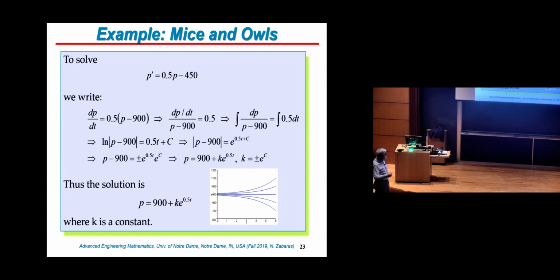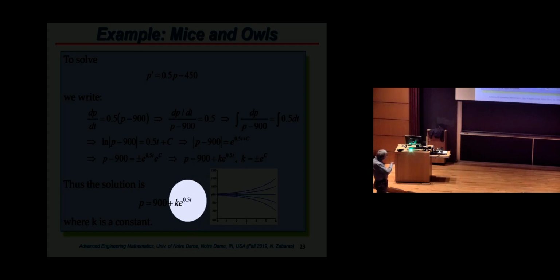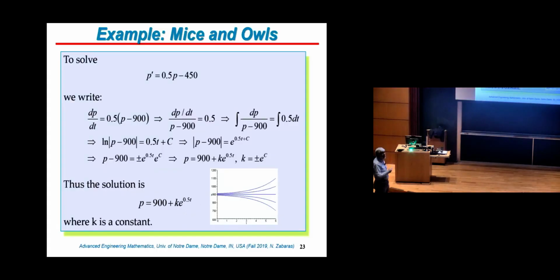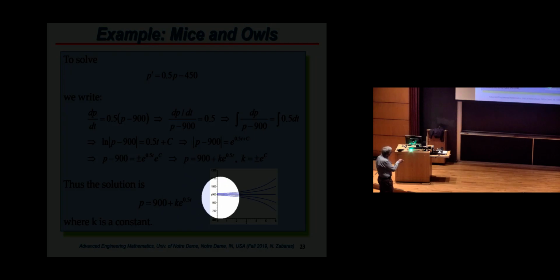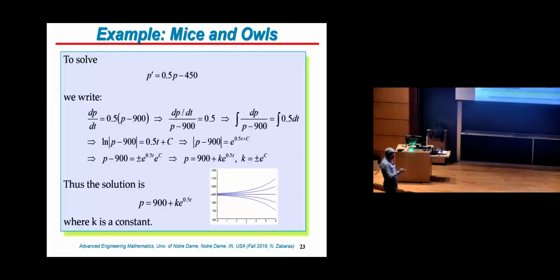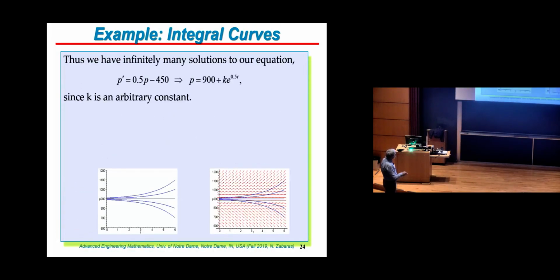So if you have a population below the equilibrium 900, at time 0, if the total population is 880, is k going to be positive or negative? Negative. So if it's negative, the solution is going to be 900 plus something negative times e to the 0.5 t, and that gives you the decay. So it decays exponentially, and the population will go to extinction. And that's what you see here.